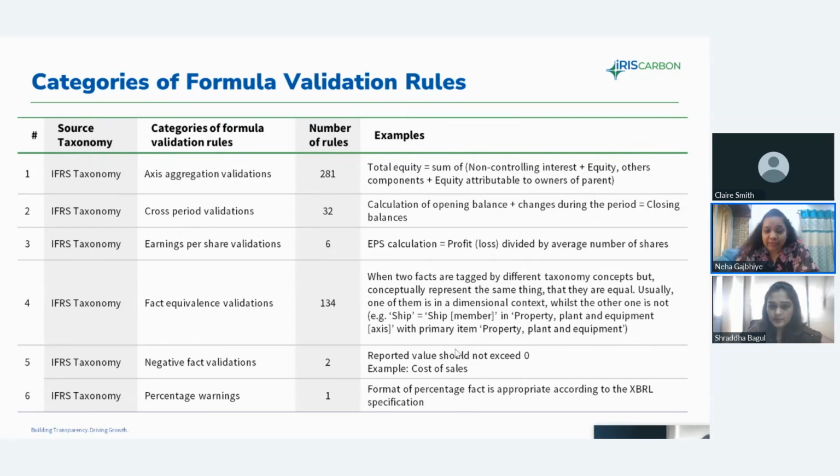Then we have negative fact validation. So there are certain elements where only negative facts should be reported. For example, cost of sales. If the validations find some positive facts for these line items, it will throw you the negative fact validation errors. Then we have percentage warnings. So the format of percentage should be as per the format given by the XBRL specification only. If not, then the percentage warning will come up.